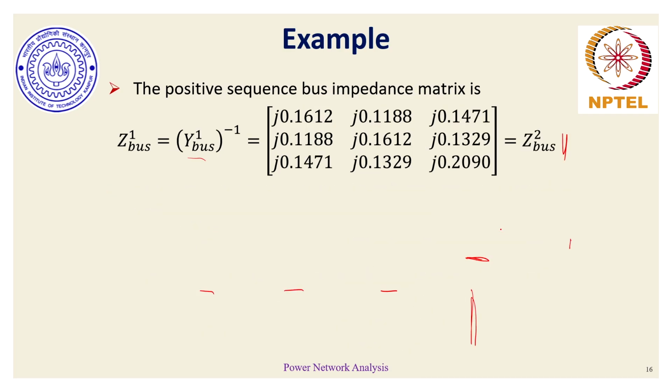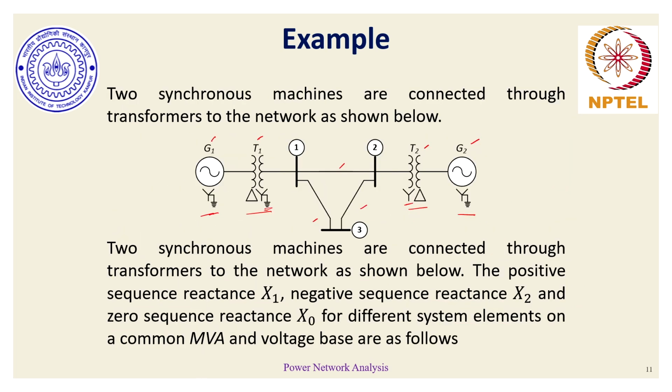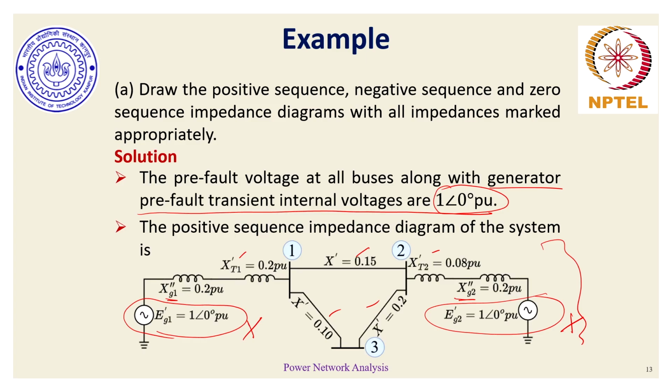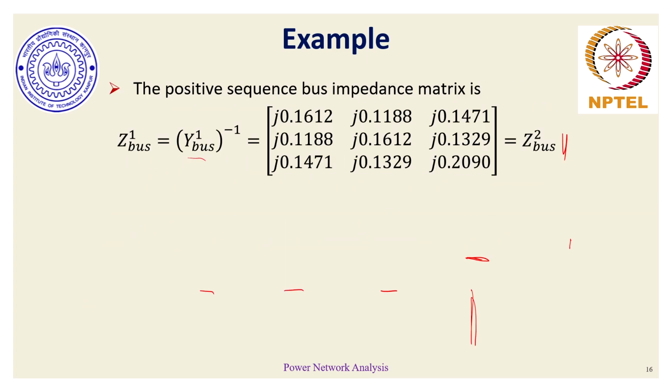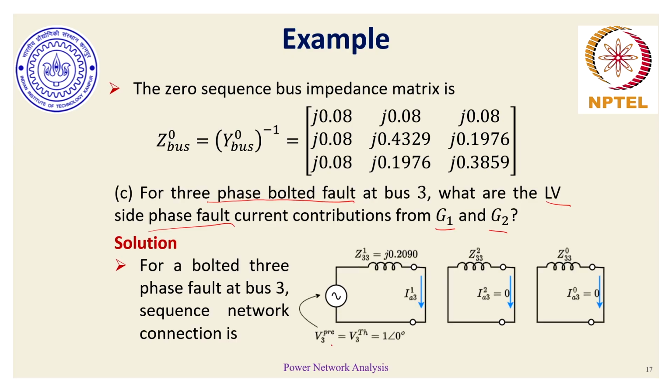If I go back and look at my circuit for a moment, what is given here is that in this network, a 3-phase bolted fault has occurred. That means all 3 phases are equally getting shorted at bus 3. And for this 3-phase fault, I have to find the current contributions from generator G1 and G2. Now, since this is a 3-phase balanced fault, it is imperative that the negative and zero sequence networks won't play any role at all. That's the reason why only the positive sequence network comes into the picture.